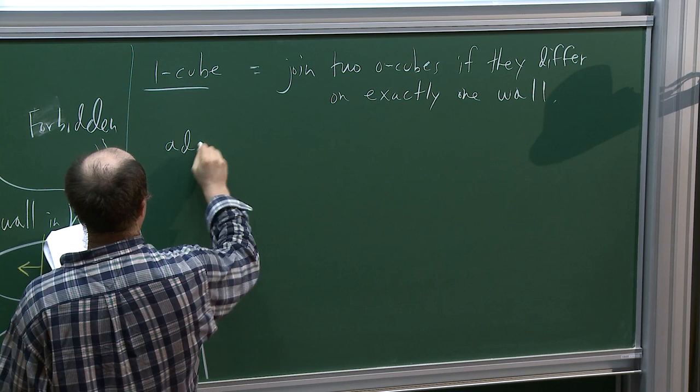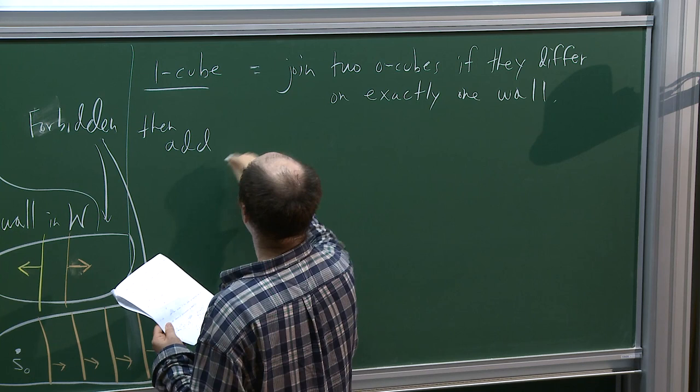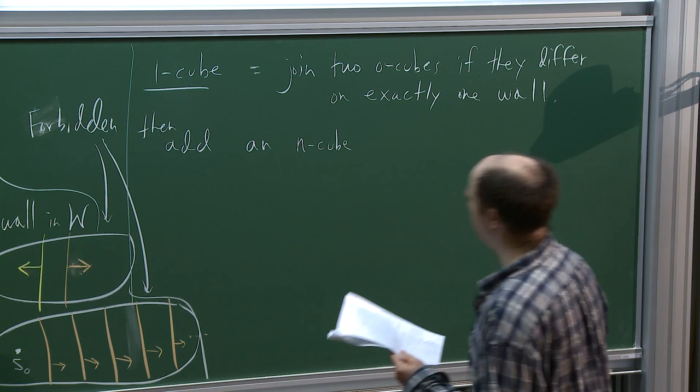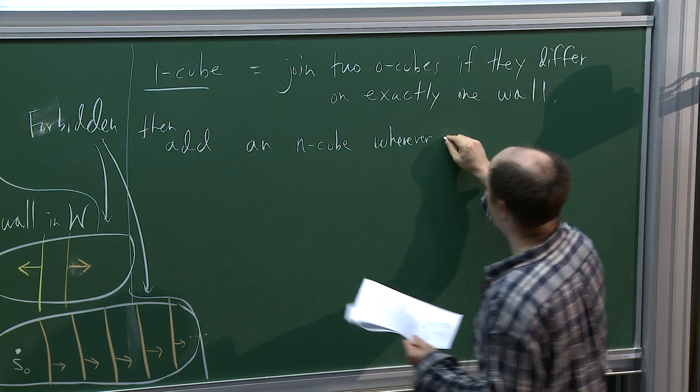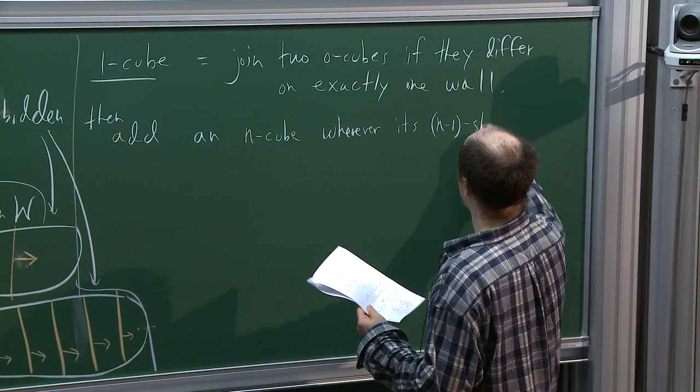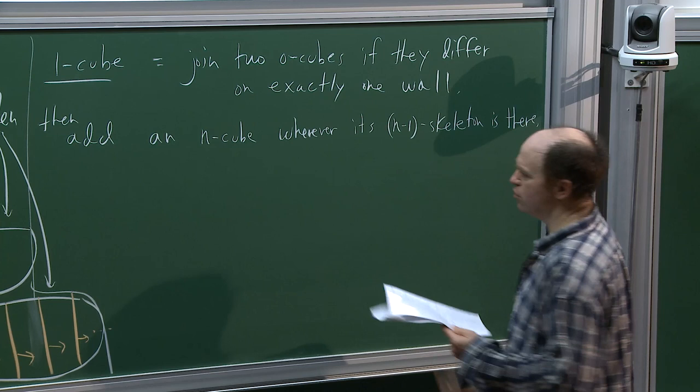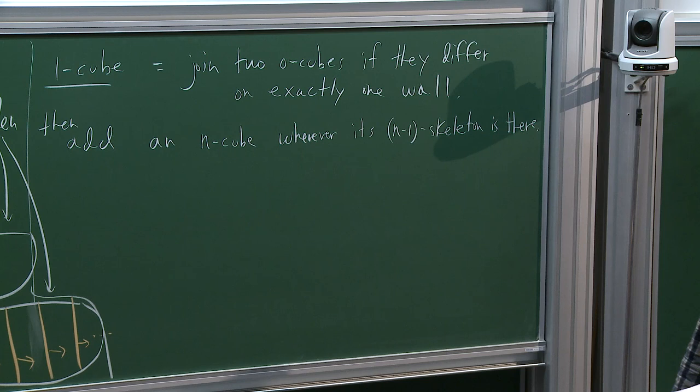We've built the 1 skeleton. Add an n cube for larger n whenever you see its n minus 1 skeleton is there. Okay, so you add higher cubes wherever you can, starting with the squares and then the 3 cubes and so forth.